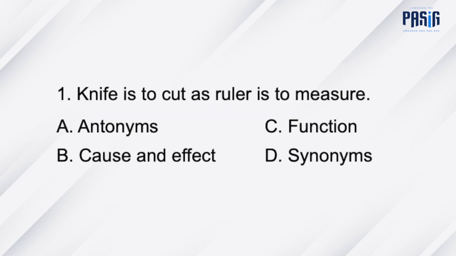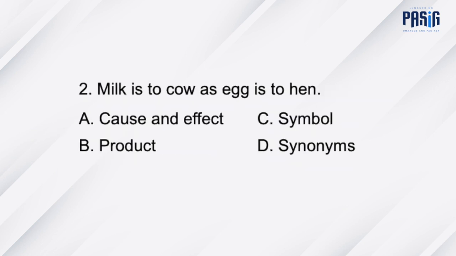Number 1. Knife is to cut, as ruler is to measure. What is the relationship of this pair? Is it letter A, antonyms, letter B, cause and effect, letter C, function, or letter D, synonyms? Number 2. Milk is to cow, as egg is to hen. What is the relationship of this pair? Is it letter A, cause and effect, B, product, letter C, symbol, or letter D, synonyms?